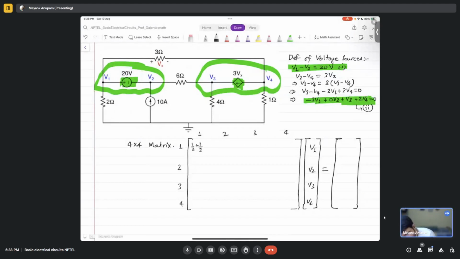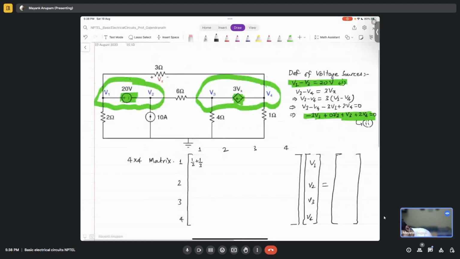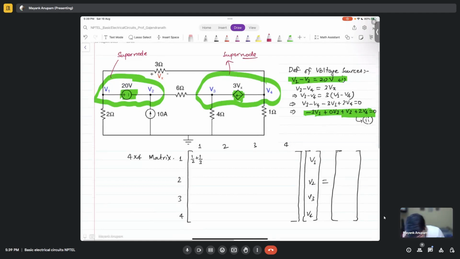Remember, I have formed a super node, right? So tell me. Yes, it will be 1 over 6, correct? 1 over 6. What else? And again, V2, V3. Nothing else, right? Because I have nothing else connected to node 2. We have only two elements connected to node 2, this one and this other one.